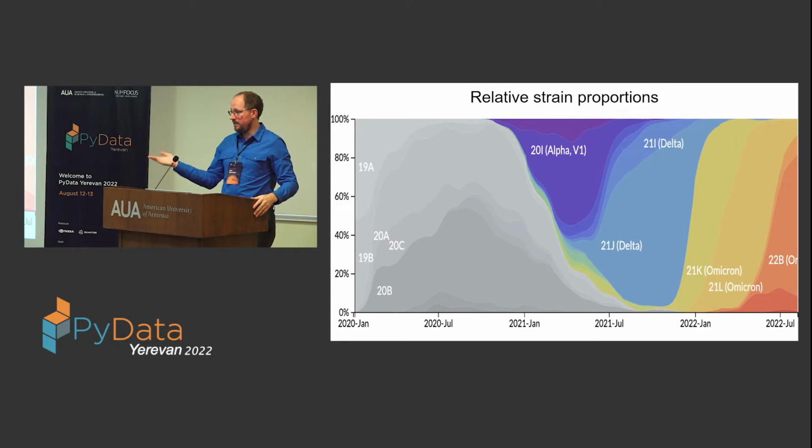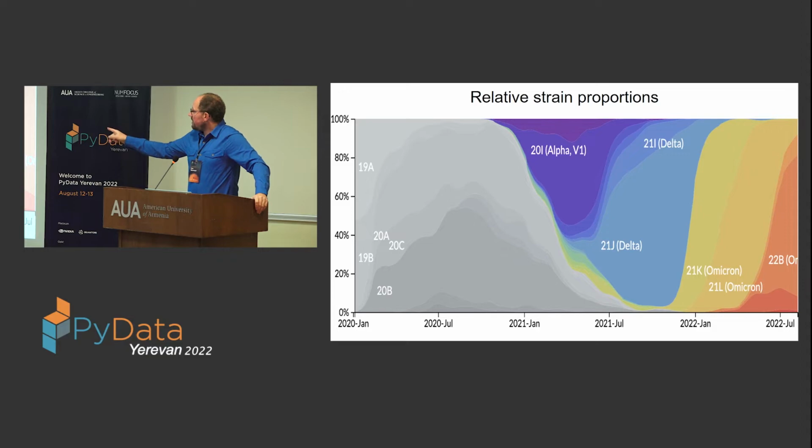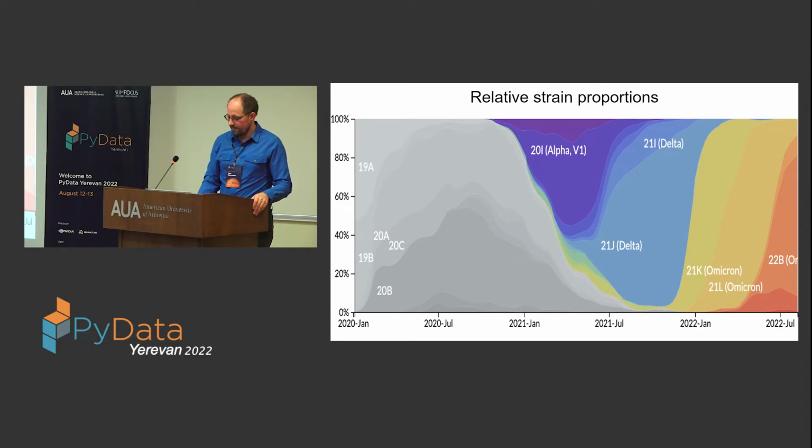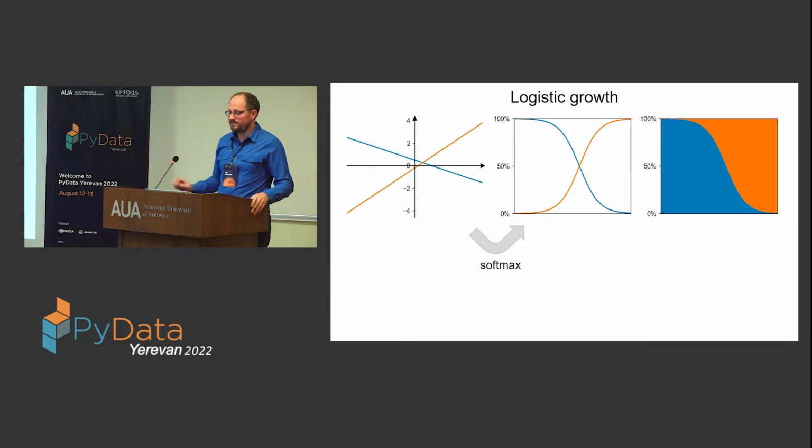You've probably heard of Delta or Omicron or Alpha or B117 or all these different names. We can think of those as different kinds of SARS-CoV-2. Okay? And over time, there have been different proportions in any population, right? So this is what we tried to model.